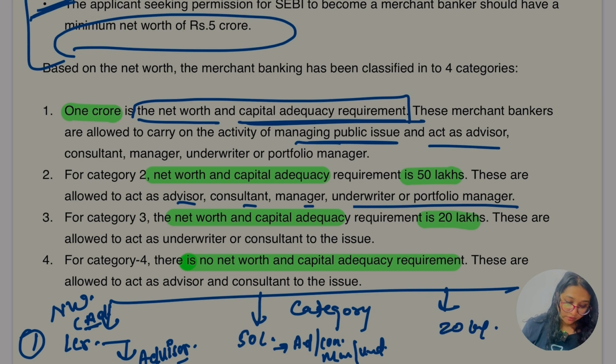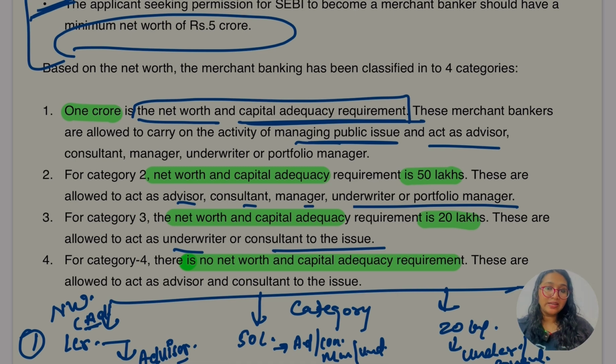For category 3, the net worth and capital adequacy requirement is 20 lakh. They are allowed to act as underwriter or consultant to the issuer. Underwriter and consultant to the issuer here. And for the fourth category, there is no net worth and capital adequacy requirement. These can only act as advisor and consultant.